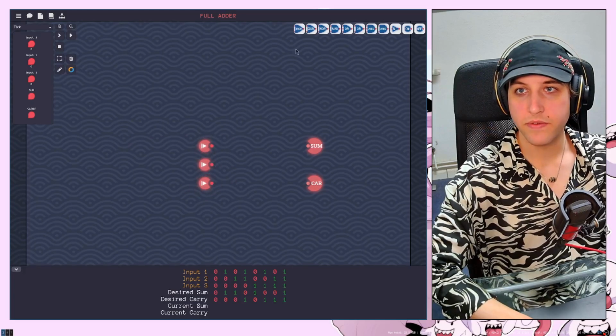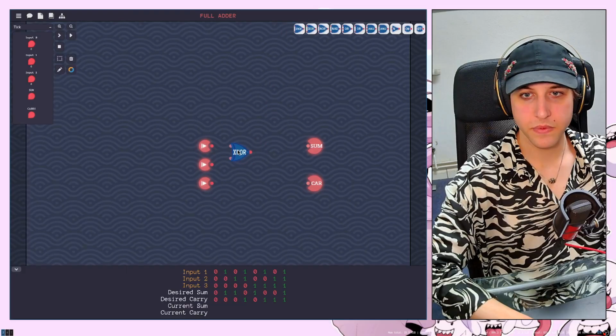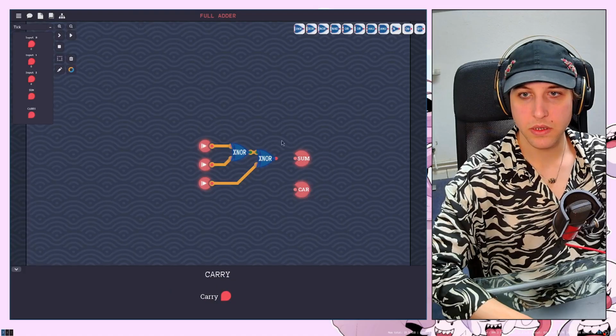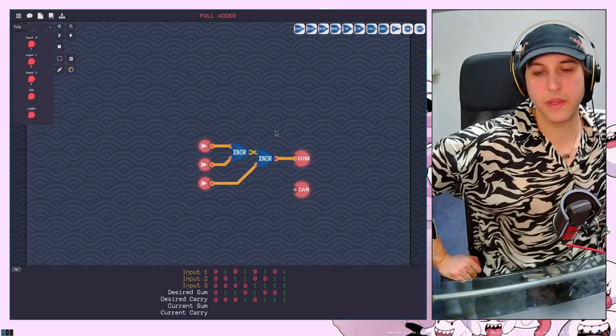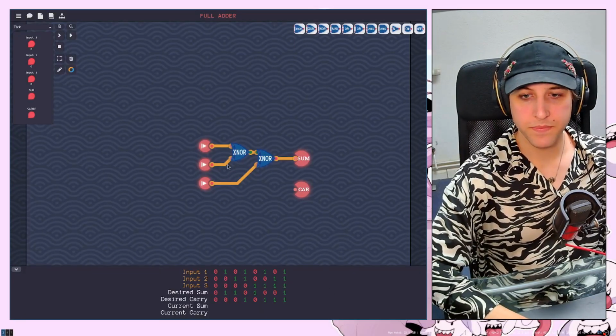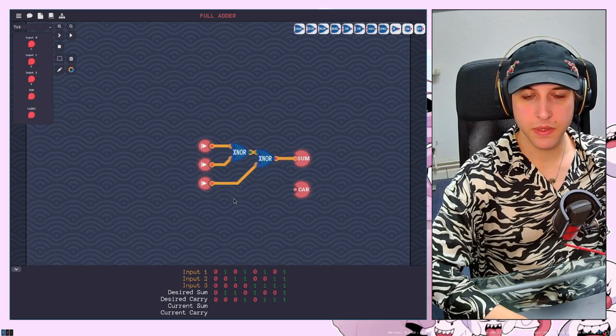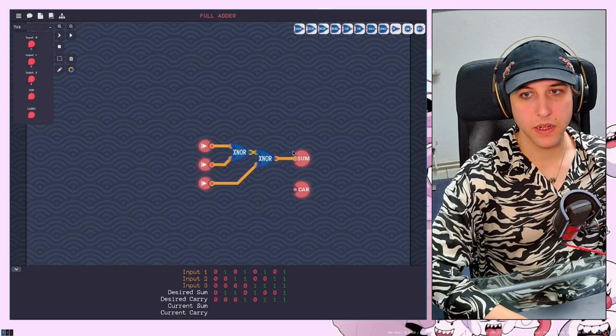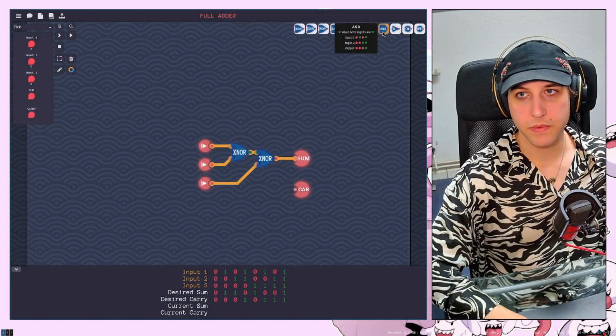Alright, first things first, the sum. In a previous level, we already created a circuit that is able to determine whether it was an even or odd number of signals, and in case it's an odd number of signals, the sum equals 1, right? I hope this makes sense.